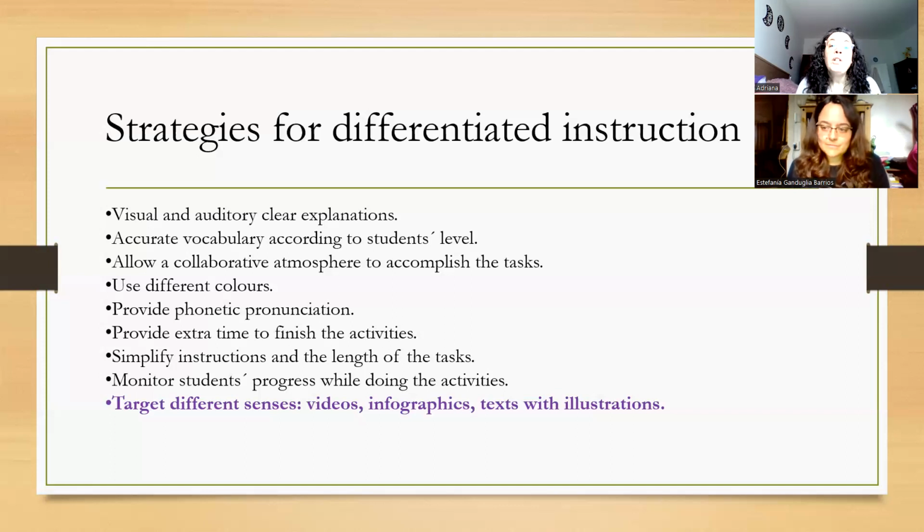We are going to be monitoring our students' progress while doing the activities. And of course, we are going to be taking into consideration the different learning styles. That's why we're going to target different senses, working with videos, infographics, and text with illustrations.